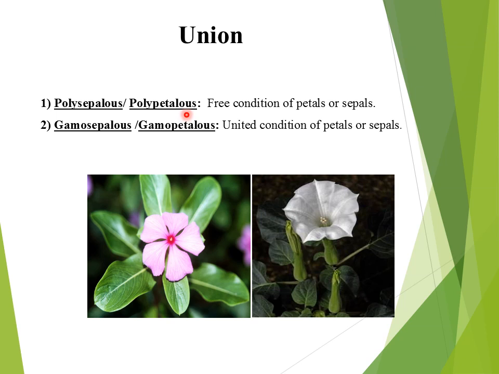The diagram shows Thevetia, a white flower, and the petals are united together. This condition is gamopetalous. And the green calyx, the sepals are also united together. This condition is known as gamosepalous. This pink flower is Vinca rosea, Sadabahar, and the petals are not united with one another. This condition of petals is known as polypetalous.